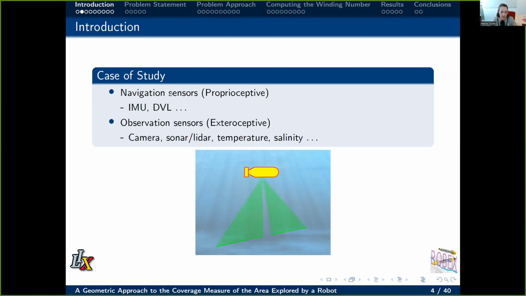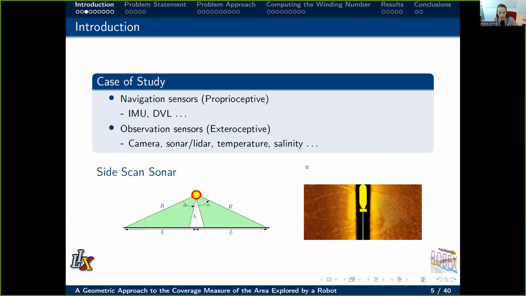Then we will also have observation or exteroceptive sensors that, on the other hand, acquire information about the environment surrounding the robot. So we have cameras, sonars, lidars, and I left some other examples here. You can see that our AUV will explore the environment using two side-scan sonars. And what are side-scan sonars? Side-scan sonars are sensors that are used to create an image of the seabed that is under the robot. The advantage of using sonars instead of cameras underwater is that the acoustic image will depend neither on the available light nor on the water turbidity.